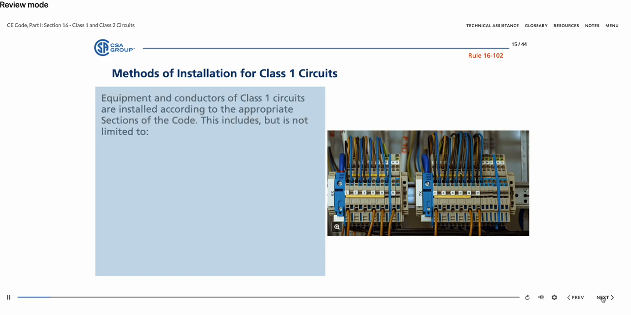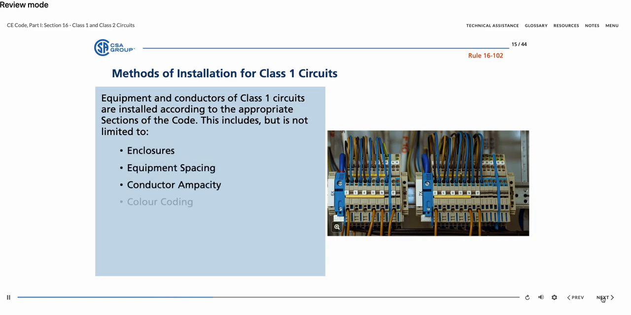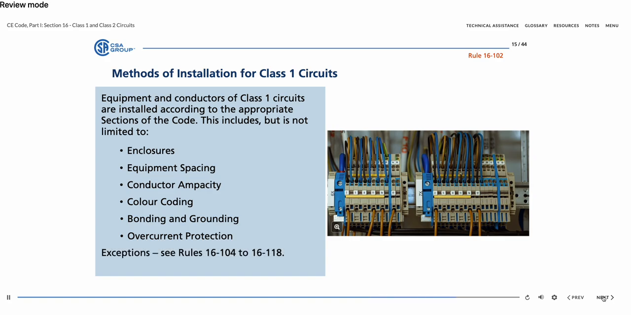Since Class 1 circuits present a fire and shock hazard, 16-102 indicates the requirements for enclosures, equipment spacing, conductor ampacity, color coding, bonding, grounding, overcurrent protection, etc., applies equally to Class 1 circuits as it does to other types of circuits. However, there are several exceptions which are addressed in Rules 16-104 through 16-118 as well.